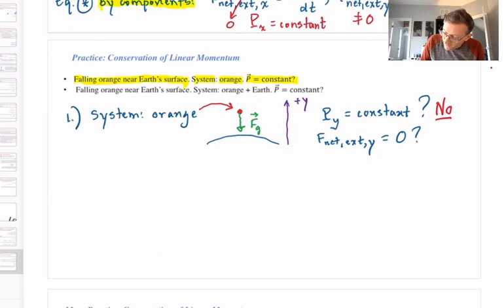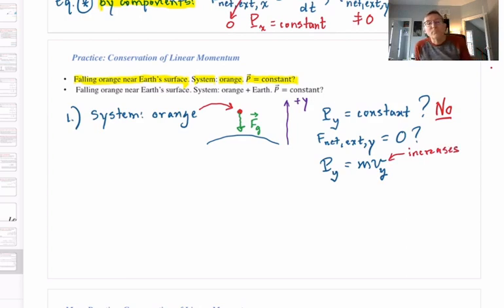P sub y in this case would be m times v sub y, where m is the mass of the orange and v sub y is its y velocity. But we know that v sub y increases, well, in magnitude, right? When an object's in free fall. So P sub y is increasing too. It's definitely not constant. Okay, that's all I wanted to practice on identifying if linear momentum is conserved in a situation or not.